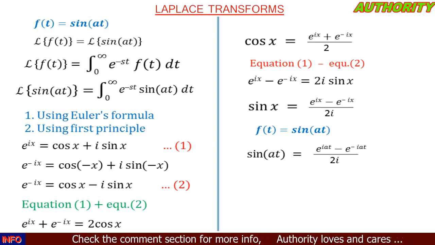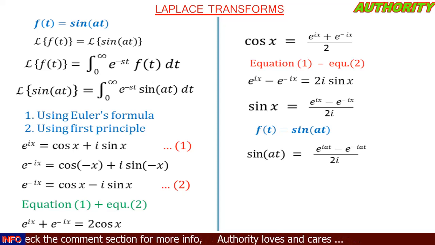So we have e raised to the power of ix. In place of x, we replace it with at. So we have e raised to the power of iat minus e raised to the power of minus iat all over 2i. All right, good. So here we have f of t, the function f of t is equal to sine at.